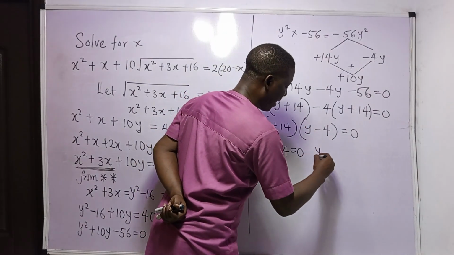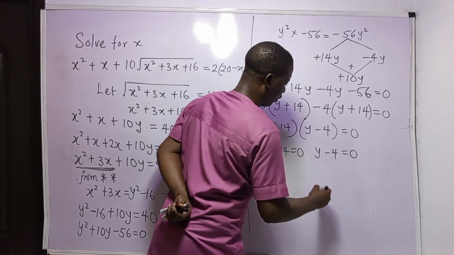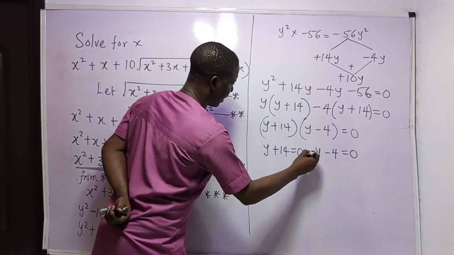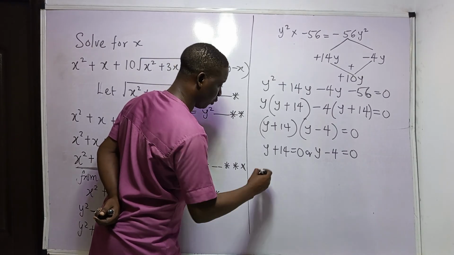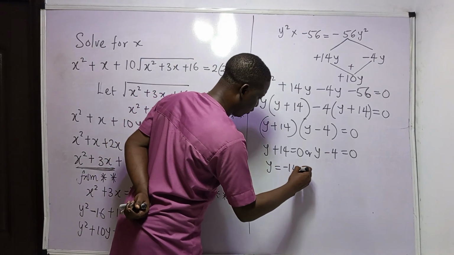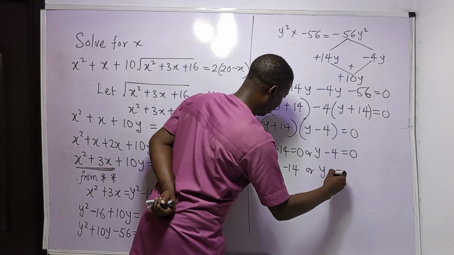This one will now be what? Y minus 4 equal to 0, which means y plus 14 equal to 0 or y minus 4 equal to 0. I would have y equal to minus 14 or y equal to 4.